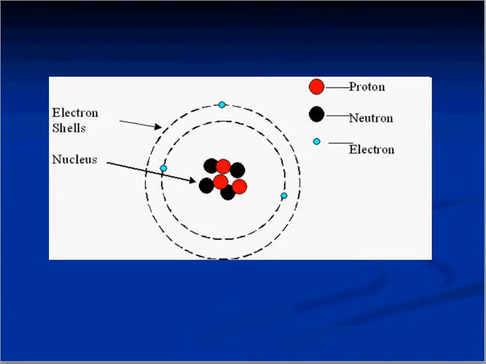To get a visual of what we're talking about here, we've got protons and neutrons that are located in the nucleus space of the atom, and then electrons that are located outside the nucleus, typically in electron shells, or we can call this the electron cloud.